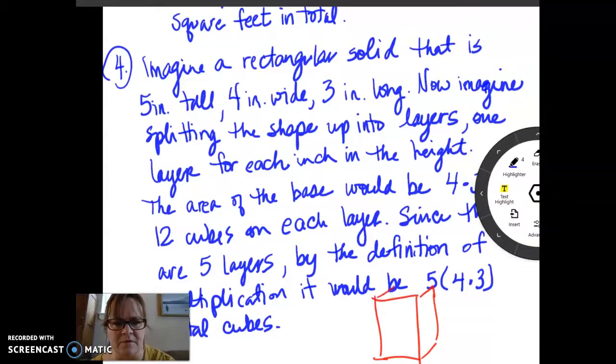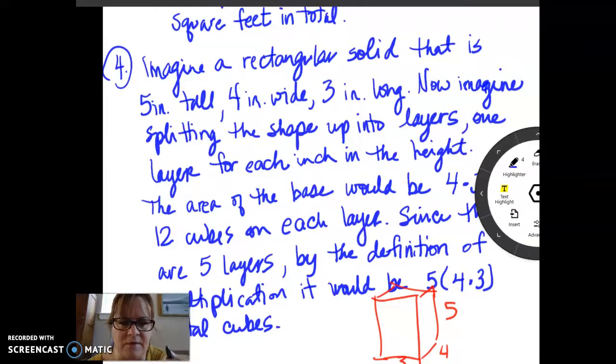So, of course, if you're thinking, well, that's not how I drew it, that's okay. You can turn this on its side. You can turn it on its top. It doesn't matter. It's still going to be the same rectangular solid. And so if it's 5 inches tall, 4 inches wide, and 3 inches long, I think I even wrote those different this time, but that's okay. Doesn't matter. We have to imagine splitting the shape into layers, because the layers are the height.